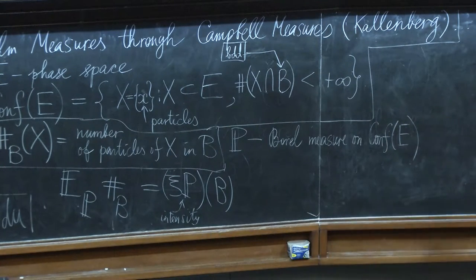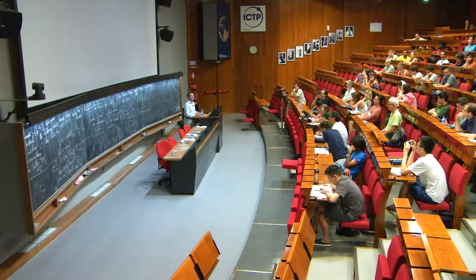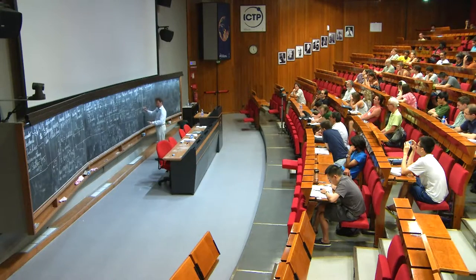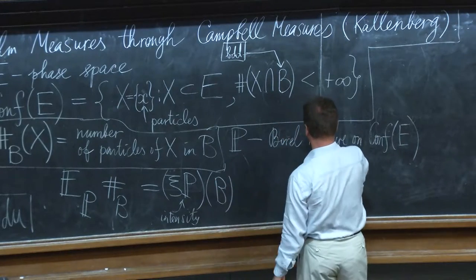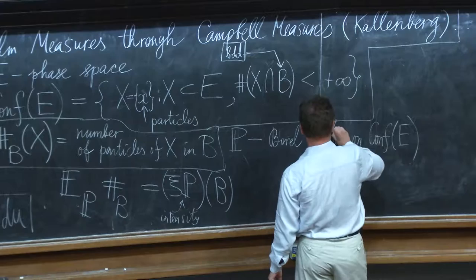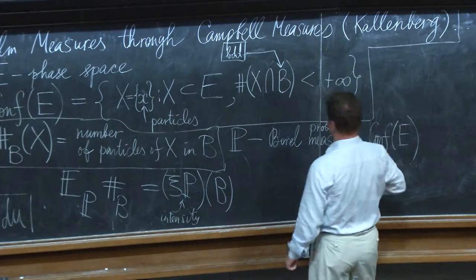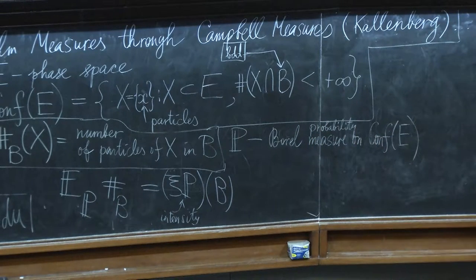Excuse me? P is a probability measure. Yes, excuse me. Borel, thank you very much. Borel probability measure, but this one, no. This one is not finite. Borel probability measure. Yes, thank you very much. Any further questions? If not, we proceed.